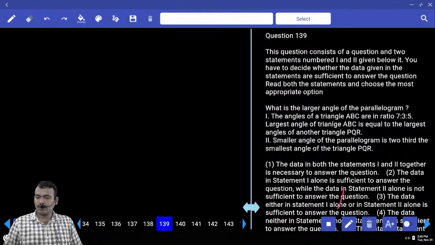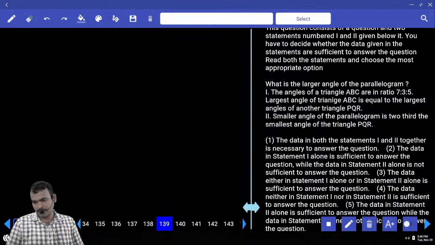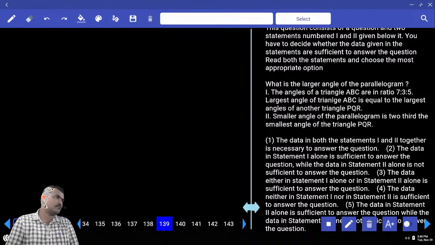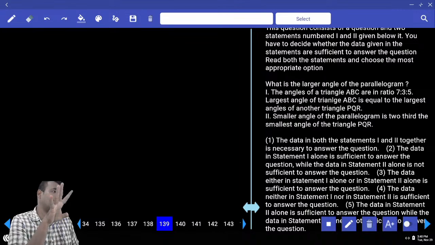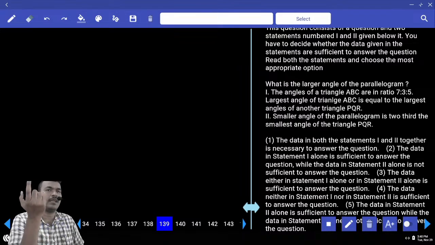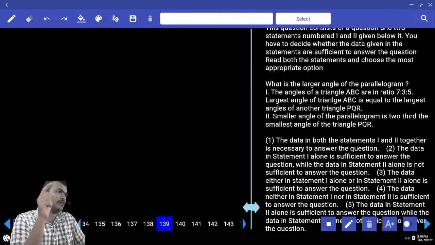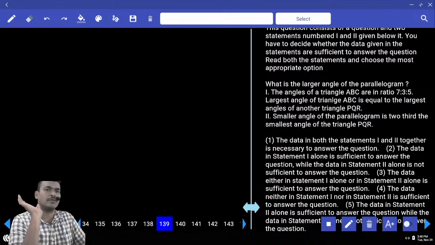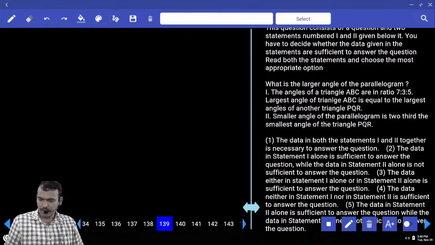What is the first one? What is the larger angle of the parallelogram? Parallelogram, what is the number of sides? 4 sides, right? If we require the larger angle, definitely we know the 4 angles. In those 4 angles, which one is the larger one, which one is the smaller one? Here, we require the larger angle, so definitely we need to know the 4 angles. What is the first statement?